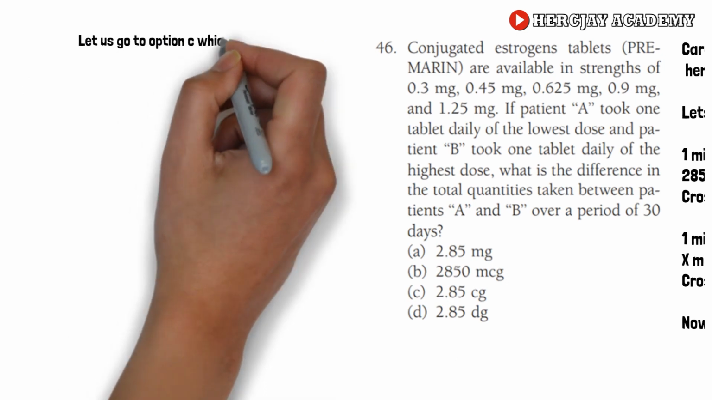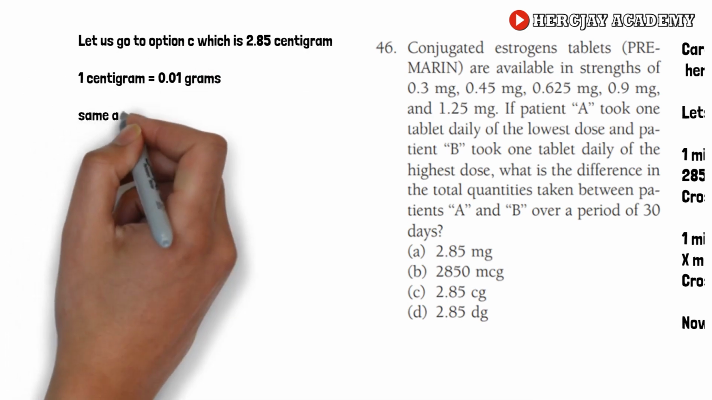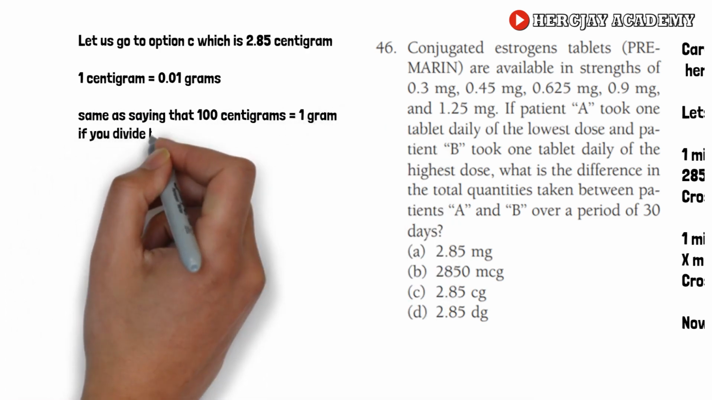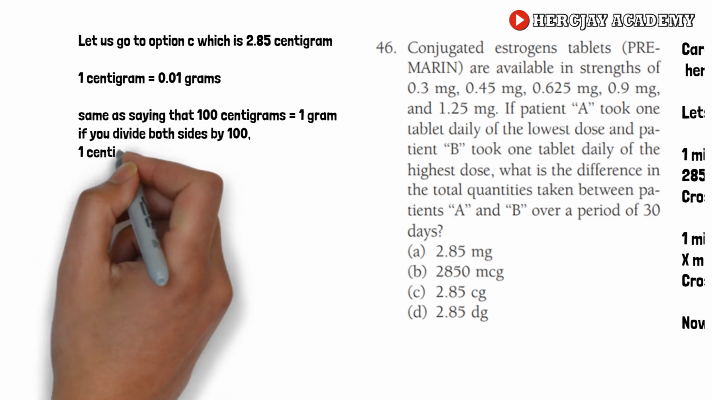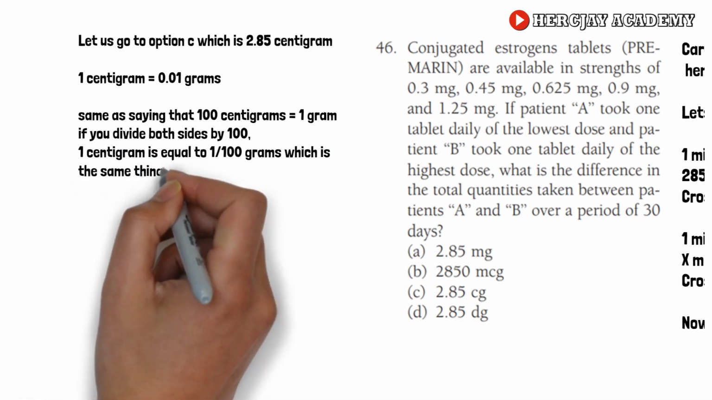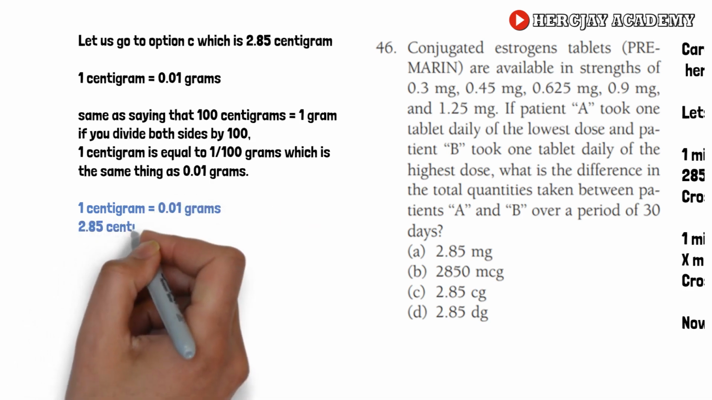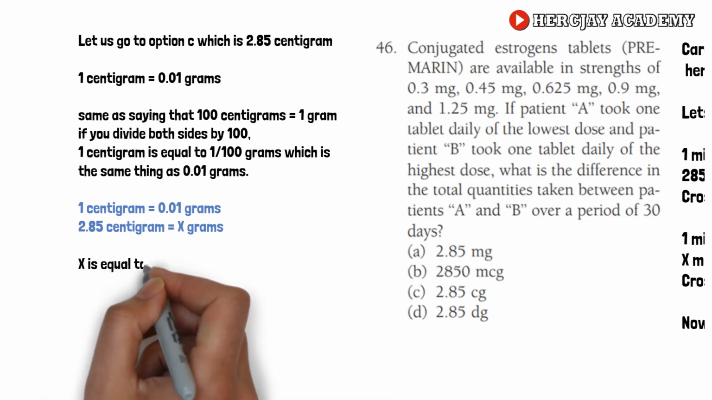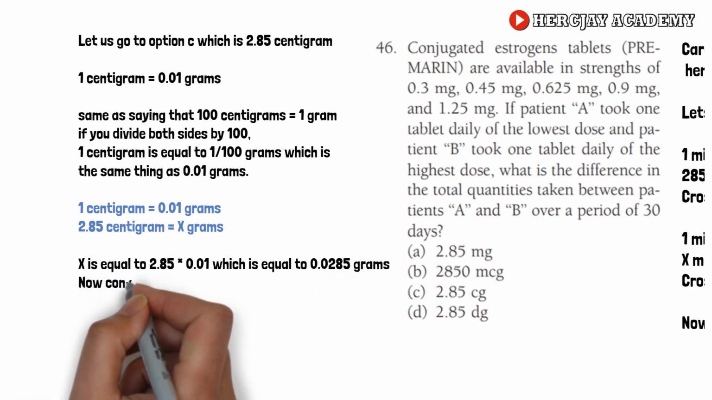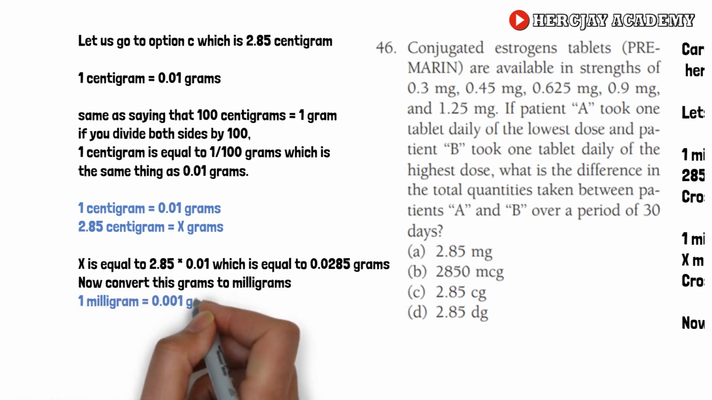Let us go to option C, which is 2.85 centigram. From previous knowledge or our reference table, 1 centigram is equal to 0.01 grams. Please understand that the statement above is the same thing as saying that 100 centigram is equal to 1 gram, because if you divide both sides by 100, you will have that 1 centigram is equal to 1 all over 100 grams, which is the same thing as 0.01 grams. So, back to our conversion. 1 centigram is equal to 0.01 grams. 2.85 centigram is equal to x. Cross multiply to get that x is equal to 2.85 times 0.01, which is equal to 0.0285 grams.